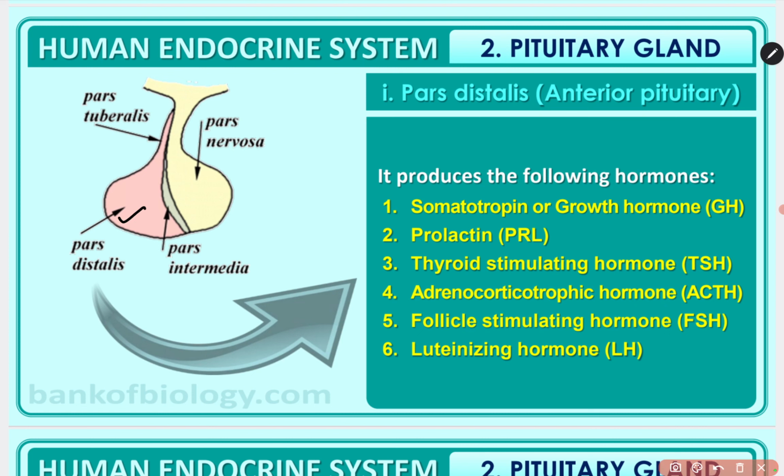See here, it is the pars distalis portion, and they produce somatotrophin or growth hormone, first one, prolactin PRL hormone, thyroid stimulating hormone TSH, adrenocorticotropic hormone ACTH, follicle stimulating hormone FSH, and luteinizing hormone LH. These are the hormones secreted by pars distalis or anterior pituitary portion.